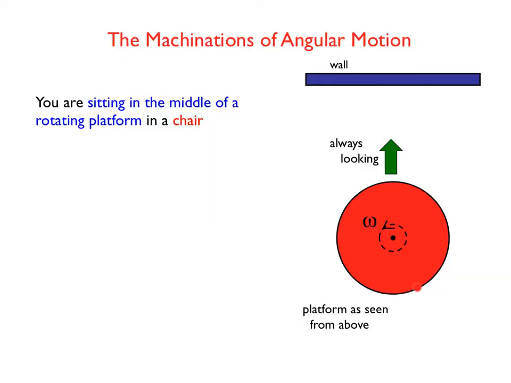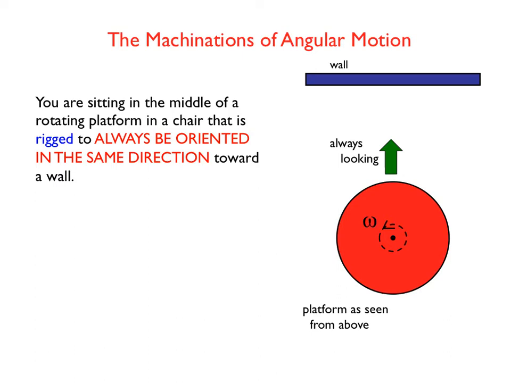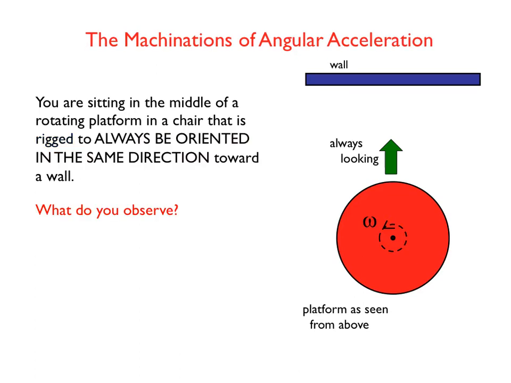So here's our first situation. We've got this platform sitting here, and in the middle there's a chair. The chair's kind of exotic in the sense that it is always oriented in this direction, which means if you're sitting in it, you're always looking at the wall no matter what's happening underneath you with the platform. So the question is, as the platform moves underneath you, what are you going to observe?